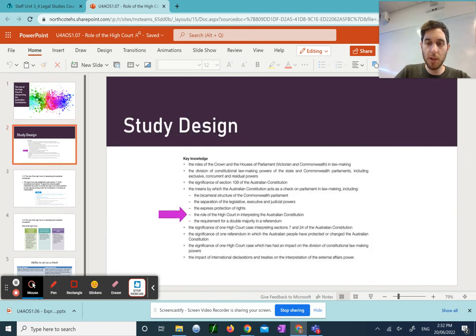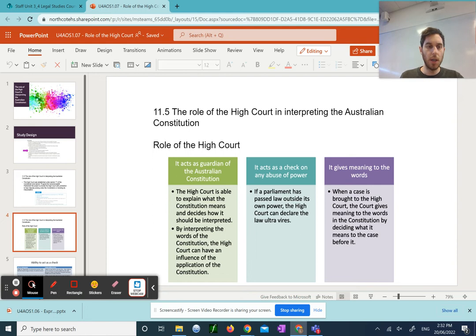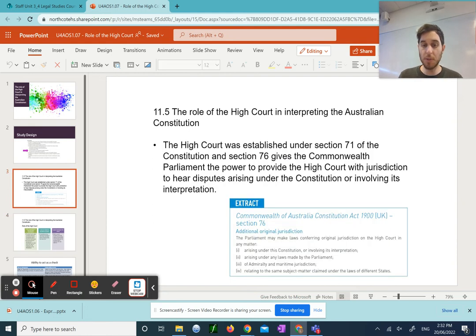So where are we in the study design? Well, here we are, looking at our different checks on Parliament, and we're almost at the end, looking at all the different ways in which we try and prevent Parliament from getting a bit out of hand, prevent Parliament from abusing its power. So the High Court is something that was established by the Constitution.